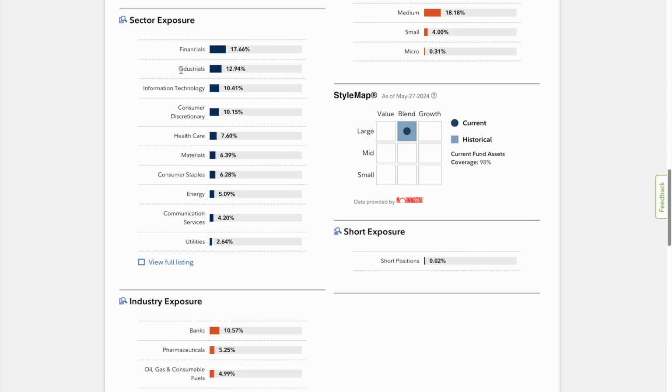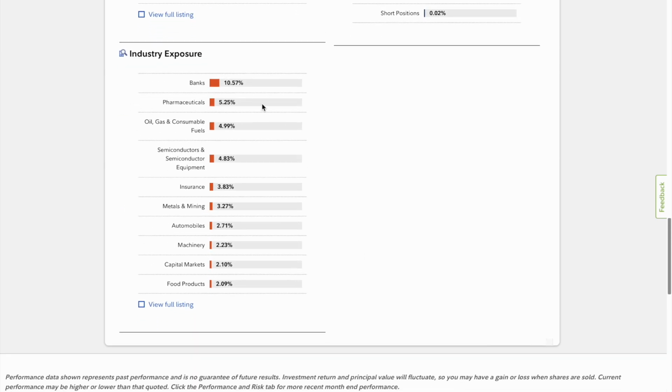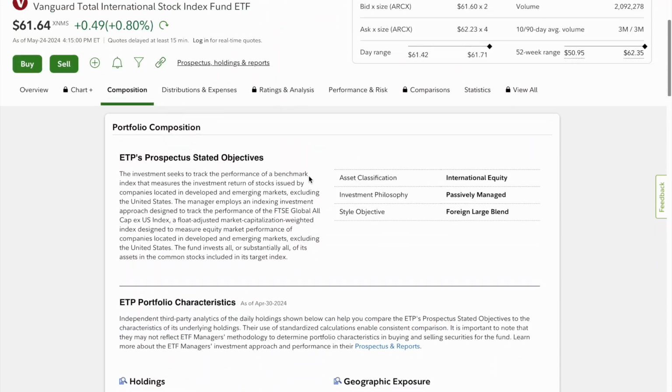Financials, 17%, industrials, 12%, technology, 10%, consumer discretionary, 10%. And if you look at your industry exposure, you're actually more exposed to banks within this international fund at 10.57%, pharmaceuticals at 5.25%, and oil, gas, and consumable fuels at 4.99%.